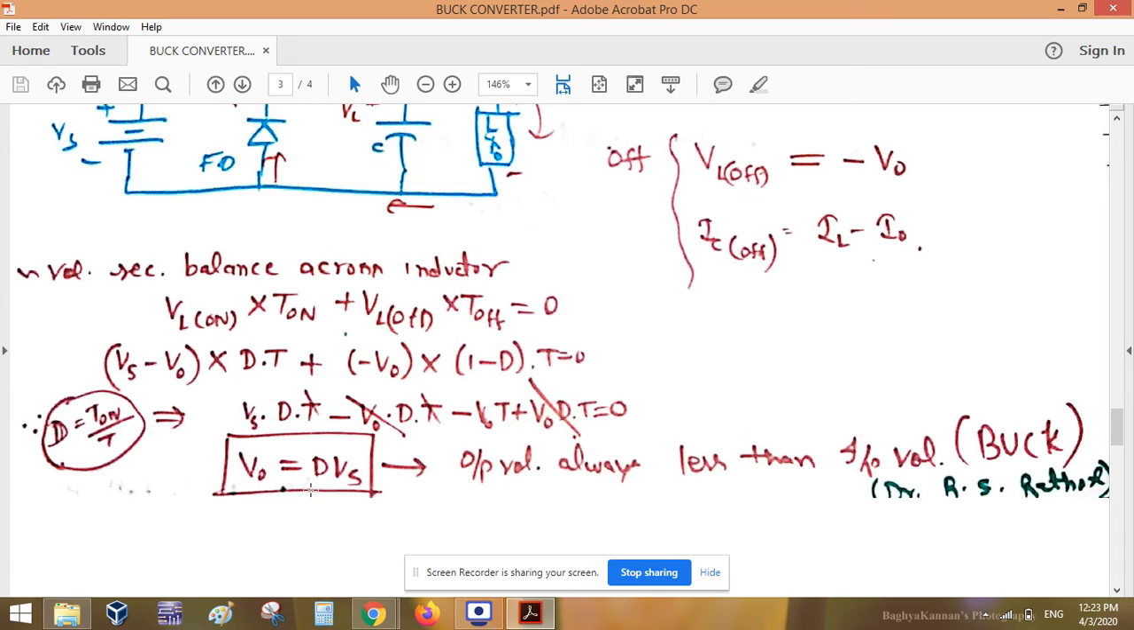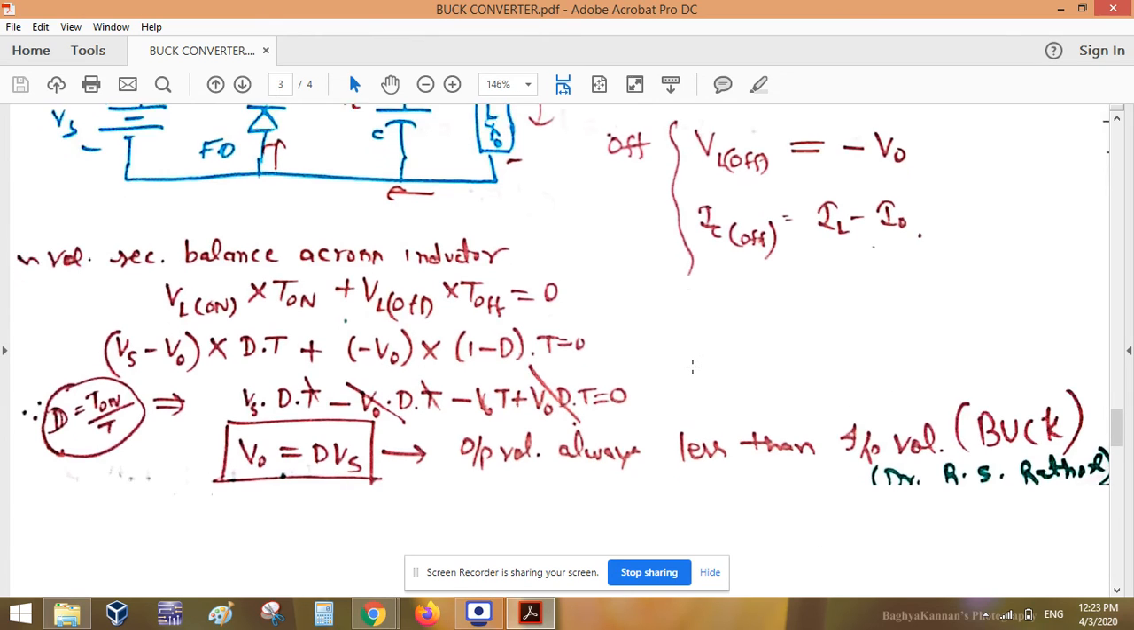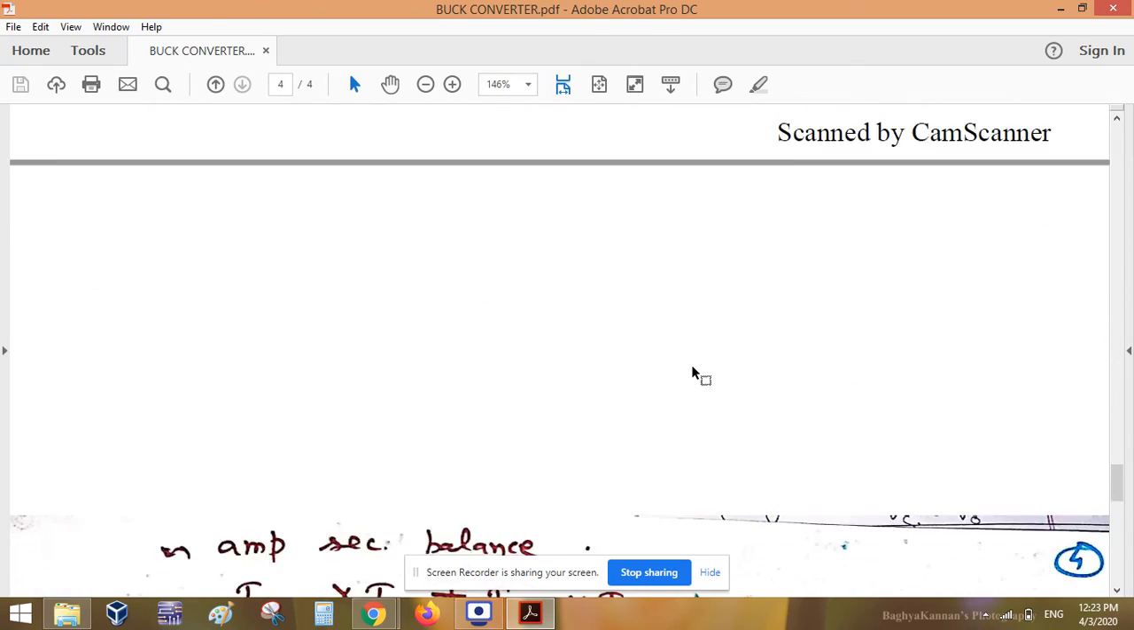So for a buck converter, if our efficiency is 90%, then the duty cycle is 0.9. So your output voltage is 0.9 times the input voltage. So this is the buck mode of conversion, where your output voltage is always less than the input voltage.